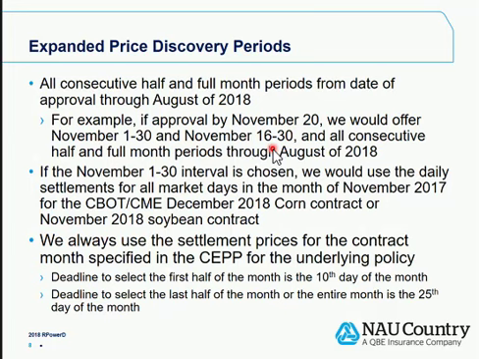So today was a different discussion than we had when we did the first meeting on our webinar on Thursday, where we still had the 20th available. Just assume that November was available. If the 1 through 30 interval is chosen, we would use the daily settlement of all the market days in the month of November. The same as our revenue product.